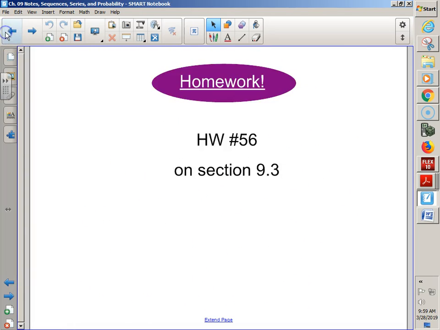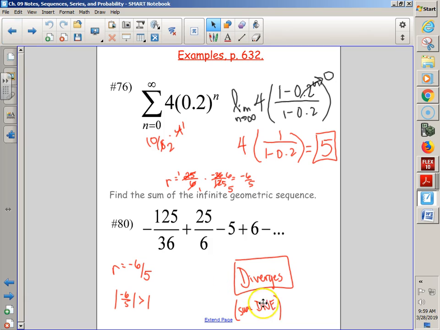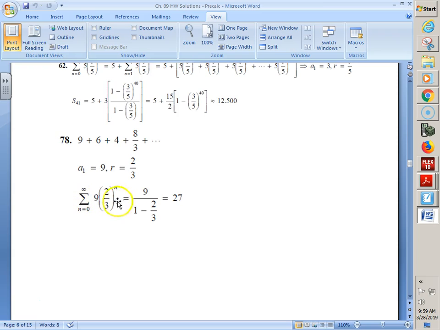Ah, and 2/3 is less than 1. Because this one had a pattern, but it was DNE. It was multiplying by negative 6/5. Matthew's over here trying to talk about how this 2/3 is less than 1. So it's a convergent infinite series.